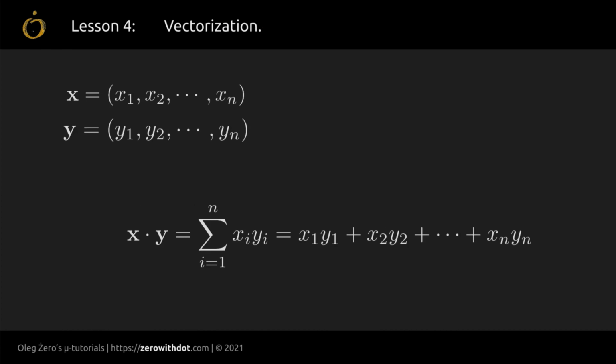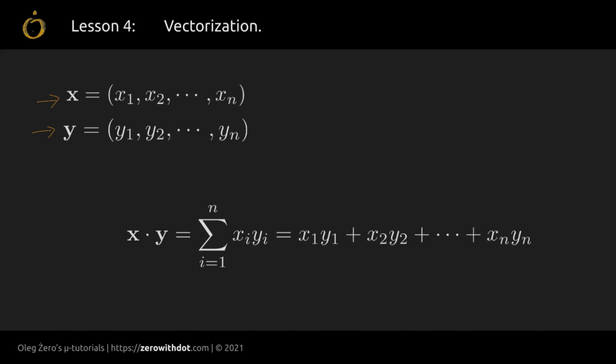As an example, let's take a very easy case where we want to take the dot product between two vectors. For those of you who are maybe not that familiar with mathematics, at least not up to that level, let's assume that we have two vectors, x and y, and these vectors in principle can be n-dimensional.